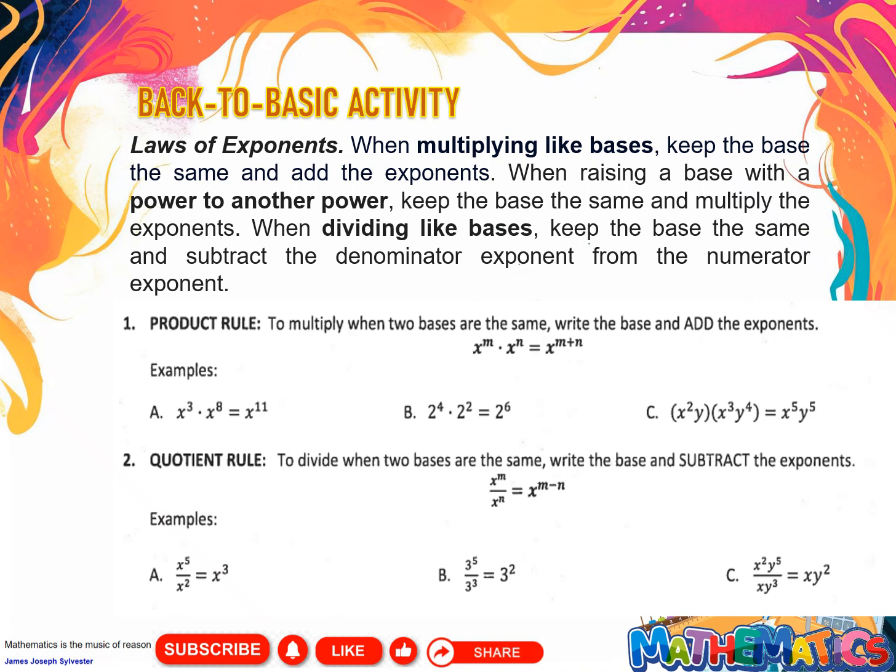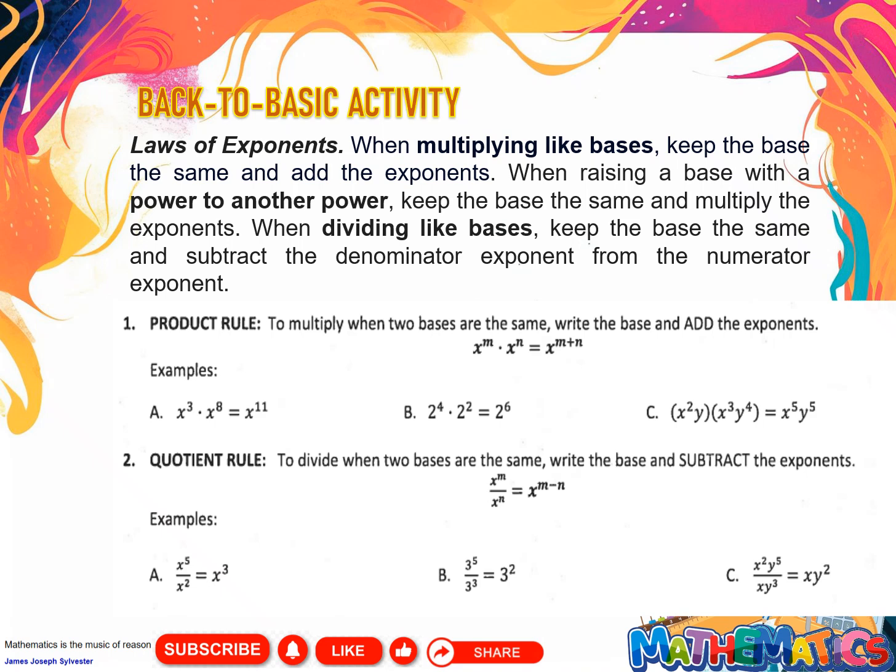Number one, product rule. To multiply when two bases are the same, write the base and add the exponents. As you can see, we have two bases, x raised to the m times x to the n power. We just copy the base and add the two exponents, which is m plus n. We have the following examples. Example A, x to the third power multiplied by x to the eighth power. Just copy the base, which is x, then add 8 plus 3, so we have 11. So our answer is x to the 11th power.